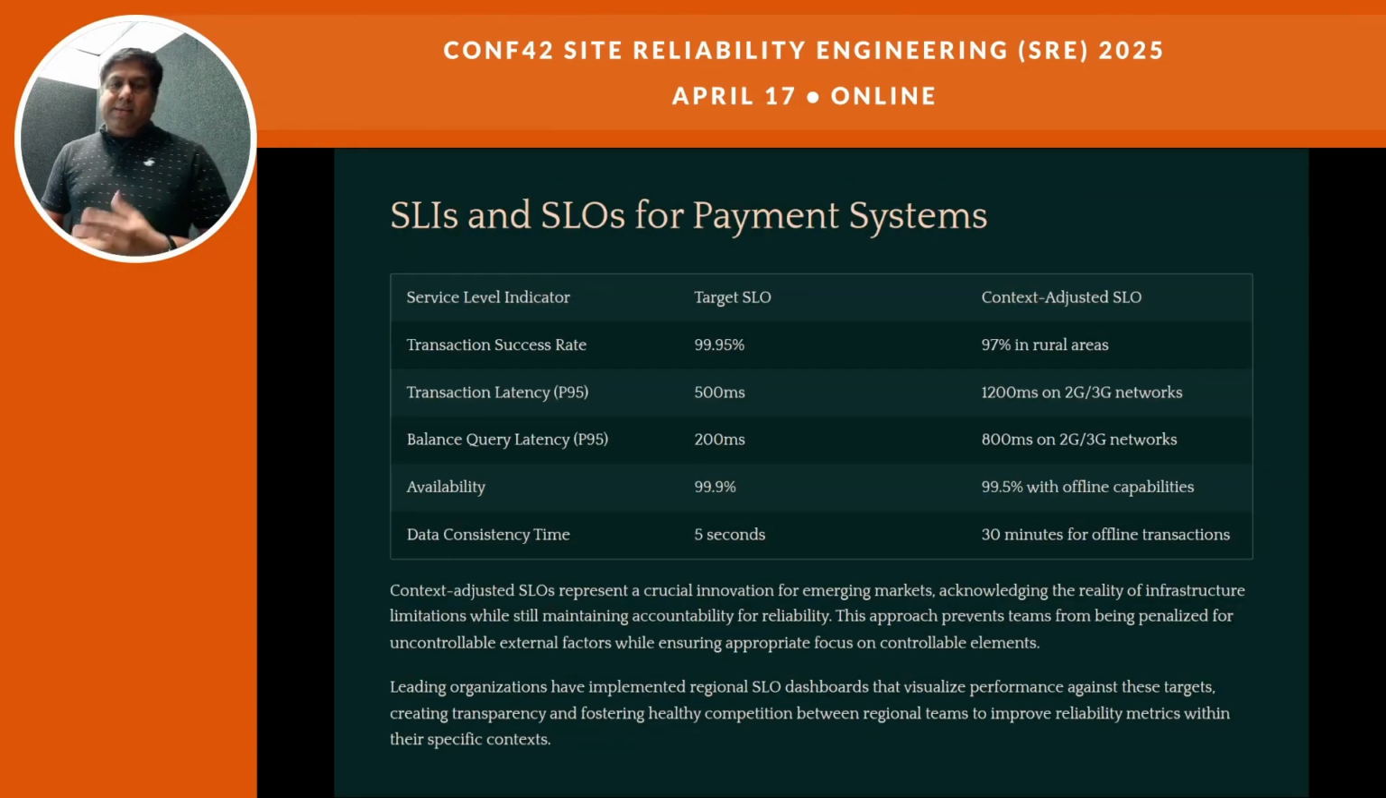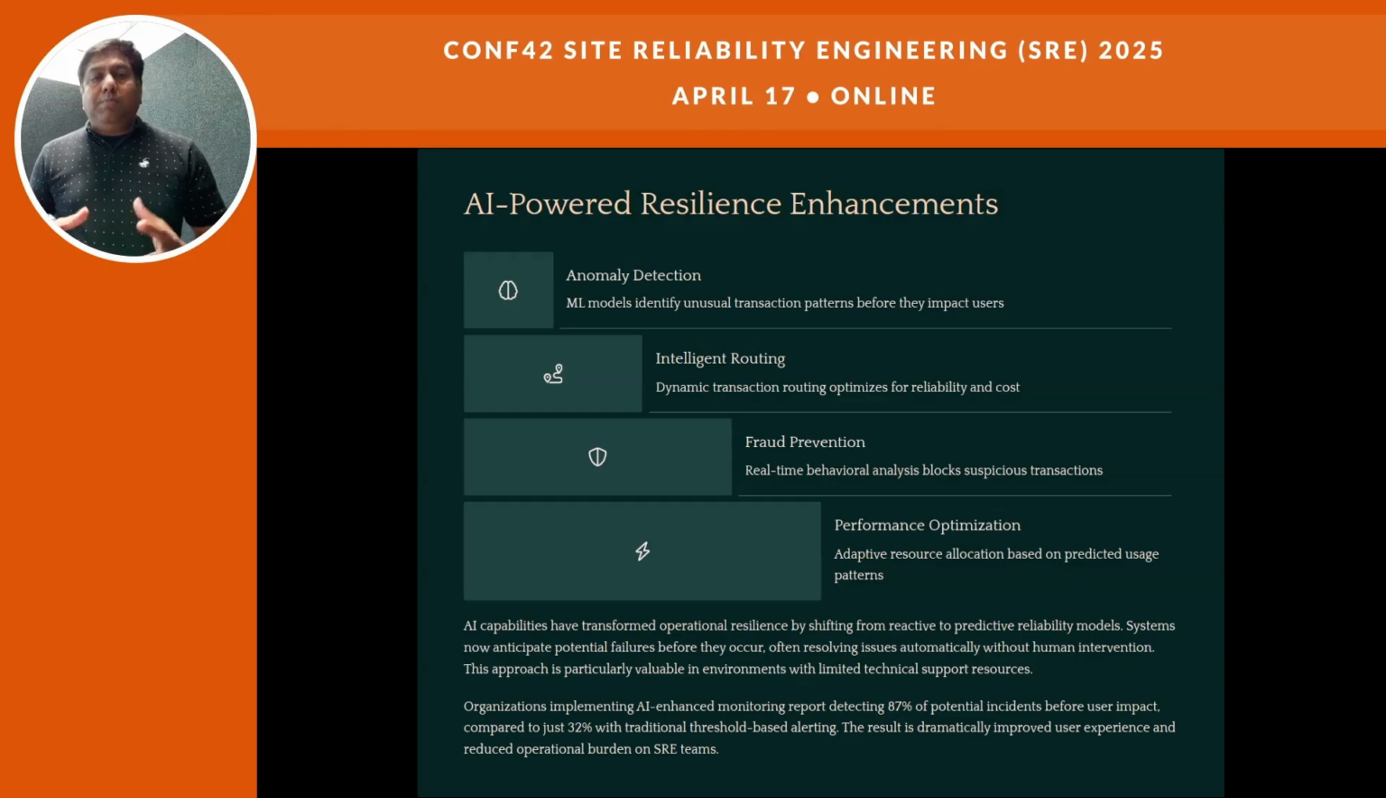Moving on, SRE in emerging markets also calls for context adjusted SLIs and SLOs. So for instance, a 99.95% success rate might be adjusted to 97% in rural zones where connectivity is beyond our control. Now, this ensures fairness and realistic targets, just to make sure you have a fair ground to play. By tailoring these service level objectives to real world conditions, we keep teams motivated and still accountable for what they can influence.